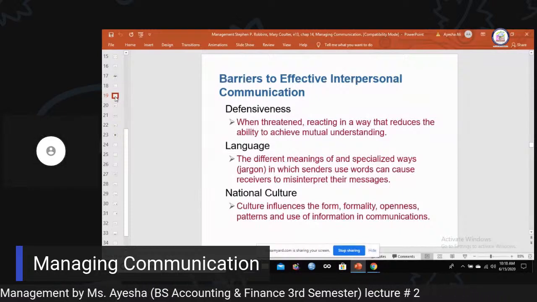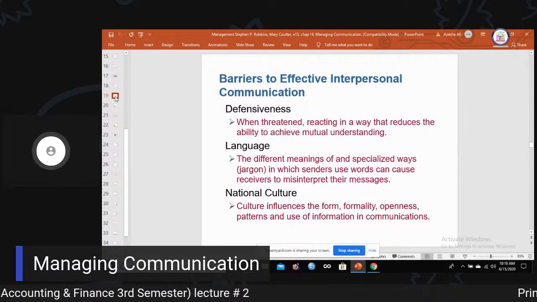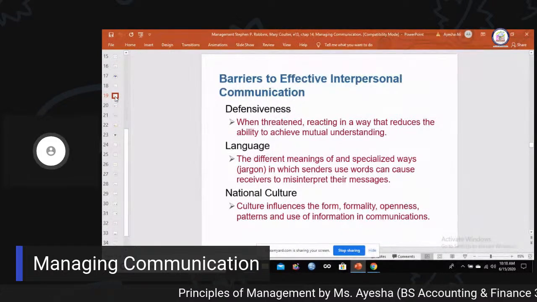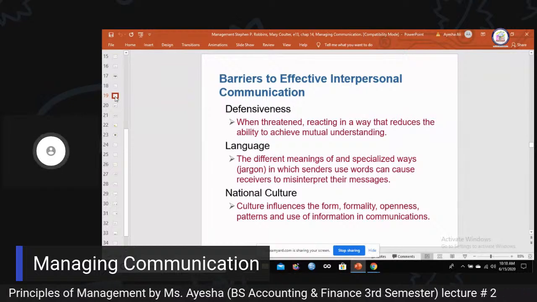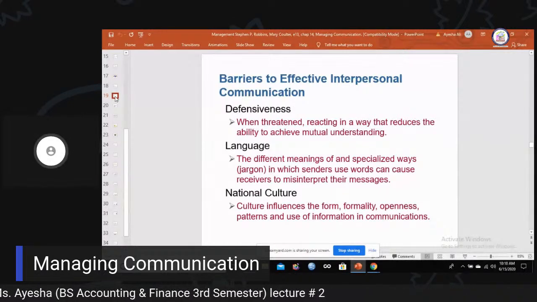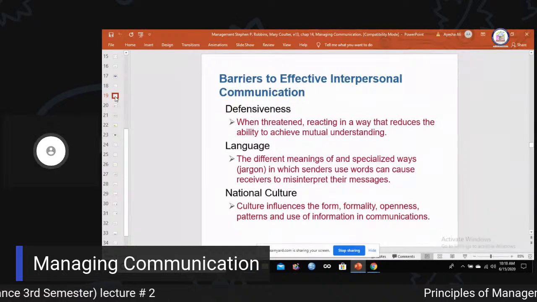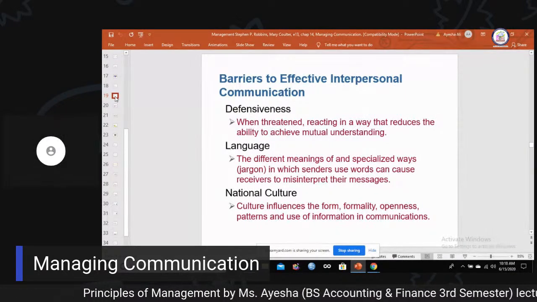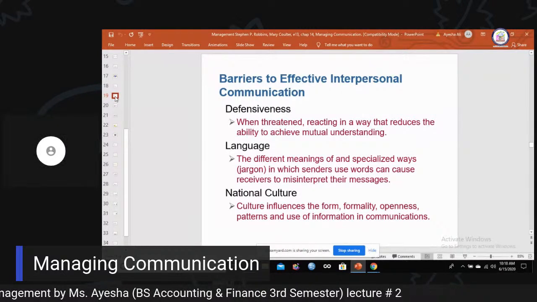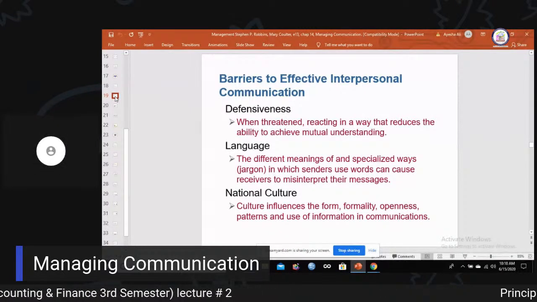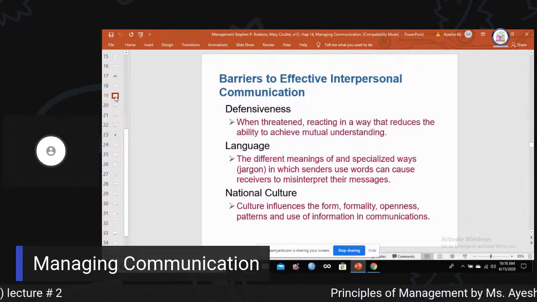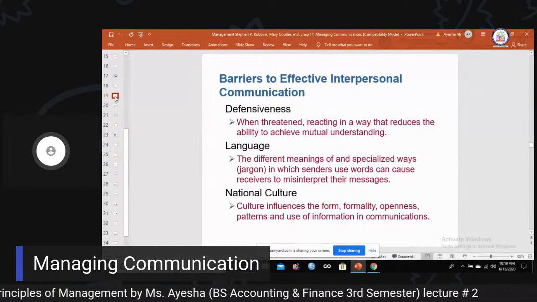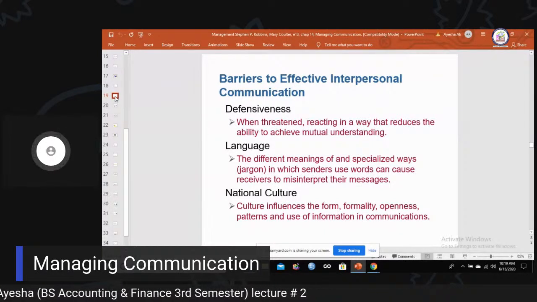Then we have language. Basically, language itself also creates trouble in communication, because everyone belongs to a different background, different culture, and different social culture. So it affects the communication process. In communication we have jargon. Jargon is basically professional and expert language, which not everyone is able to understand. So we have to simplify our language to increase the effectiveness of communication. So it also creates barriers.